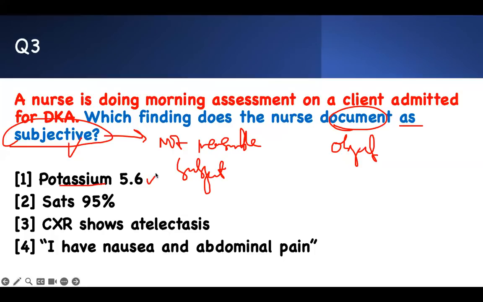Potassium of 5.86 is an objective value. You can measure it. SAT, measurable. Chest rate, auscultation is measurable. I have nausea and abdominal pain: the patient telling you, it's subjective. So 4 is your right answer.